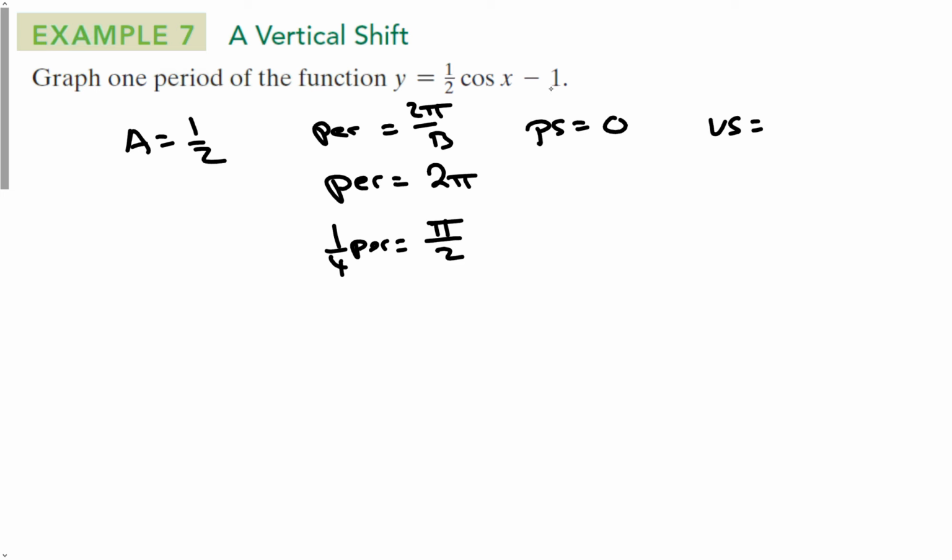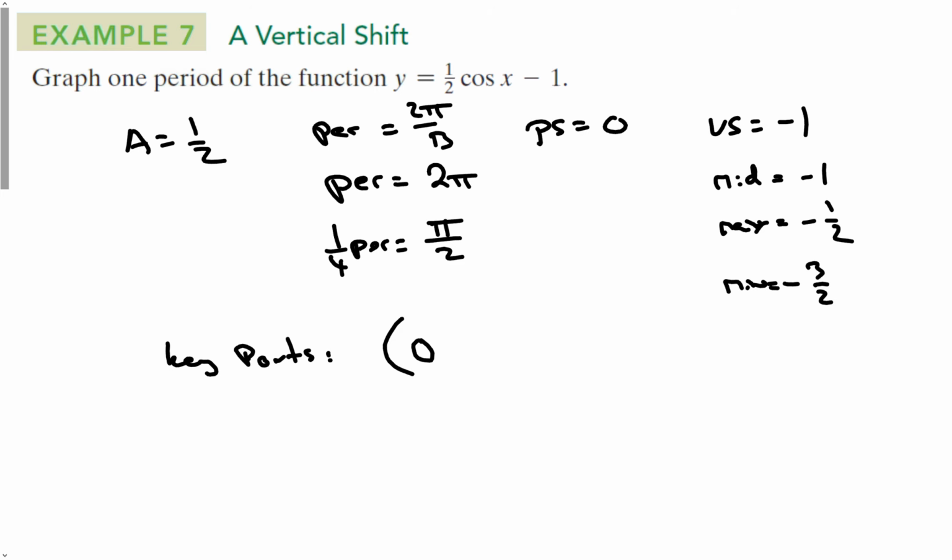The vertical shift is -1, which makes the middle -1. Let's do the max first. Max is -1 plus 1/2, and the min is -1 minus 1/2. Okay, so all these different pieces go into helping you find your 5 key points.